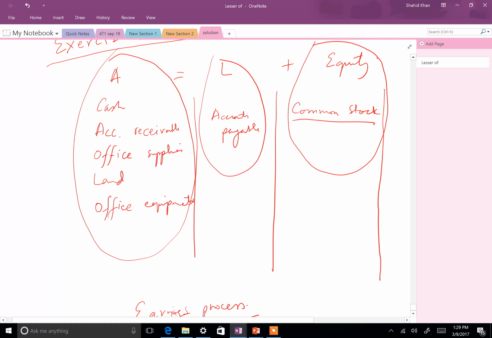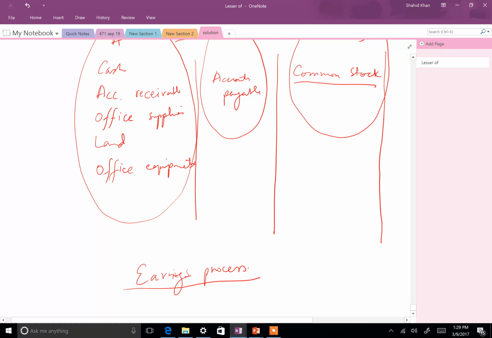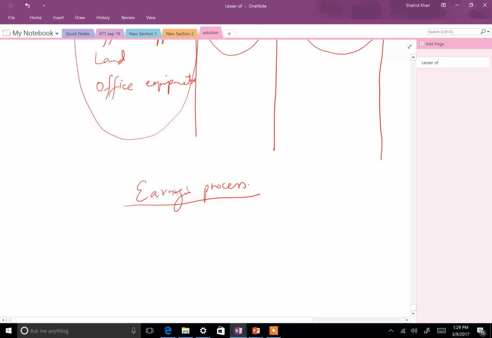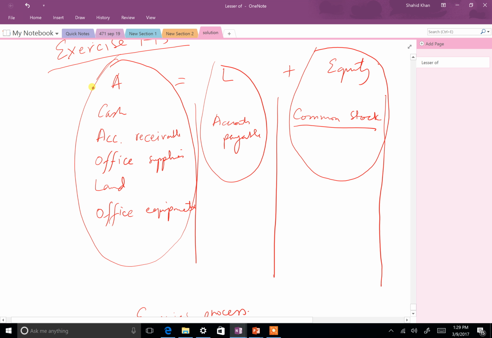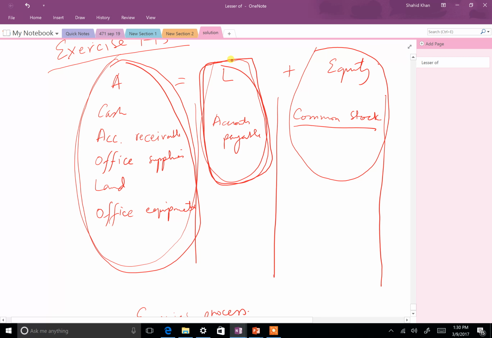So I'm continuing on exercise 1-15. I listed all these accounts so that you know what the assets are trying to represent. All these assets, are we going to use them to earn, and where did we get these assets from? We got the money to get those assets through loans and through investors' money. That's what this equation represents.